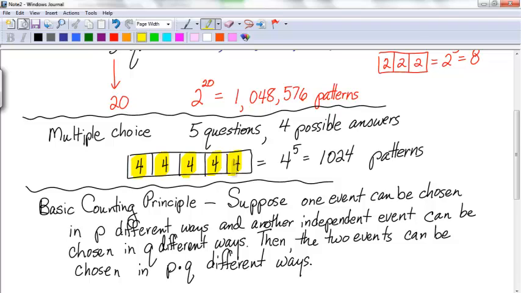You all used the fundamental counting principle this morning when you got up. If I said, how many possible outfits can you wear to school? You go to the closet in the morning. You look in the closet. How many different shirts do you have? How many different pairs of slacks or jeans? How many dresses? How many skirts? Whatever.